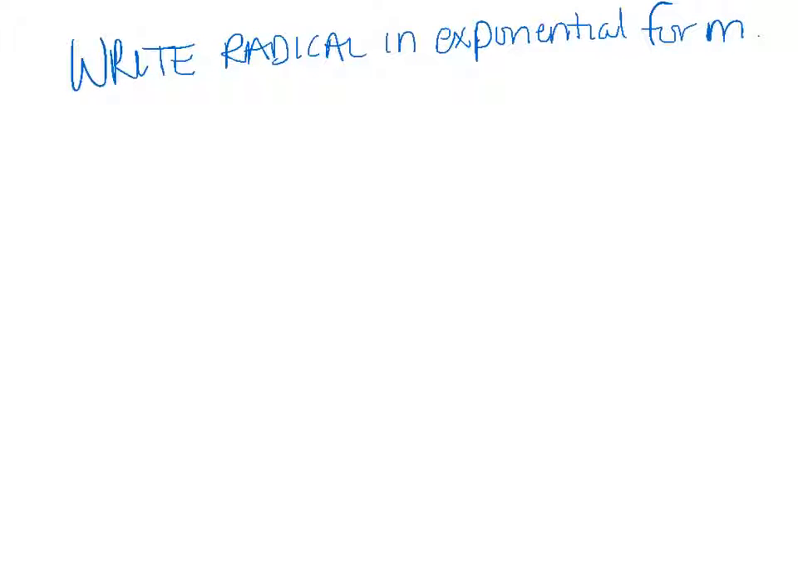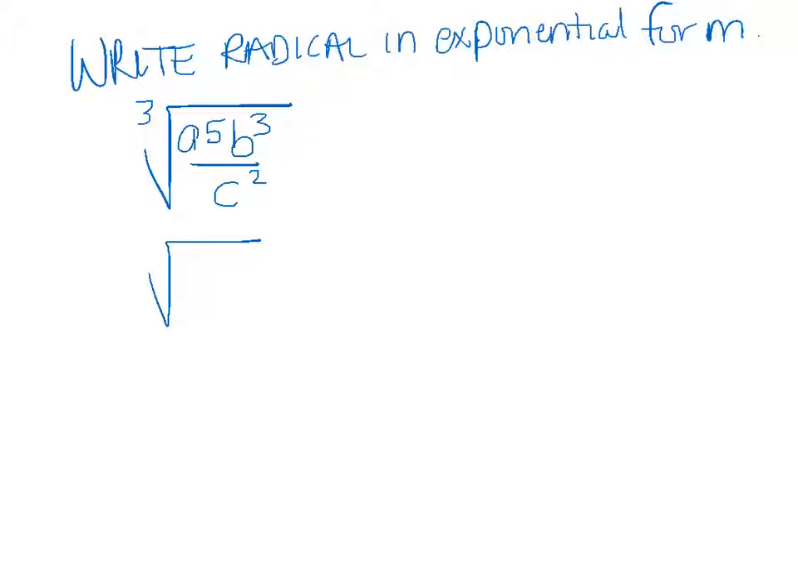So here's a problem where they give me a big cube root, a to the 5th b cubed over c squared. And they want me to rewrite this in just radical form. So what I'll do is I'll write the cubed root of 3. We're going to go just backwards of what we've done before. So let me erase that.